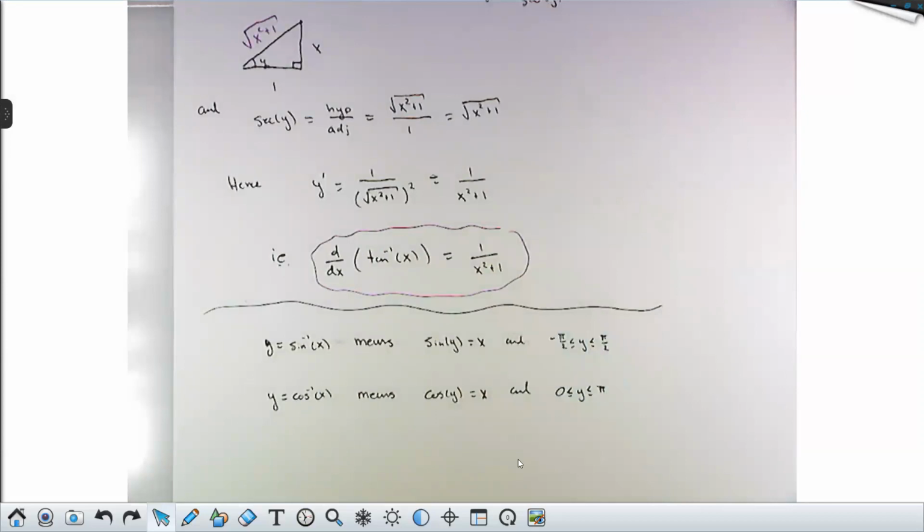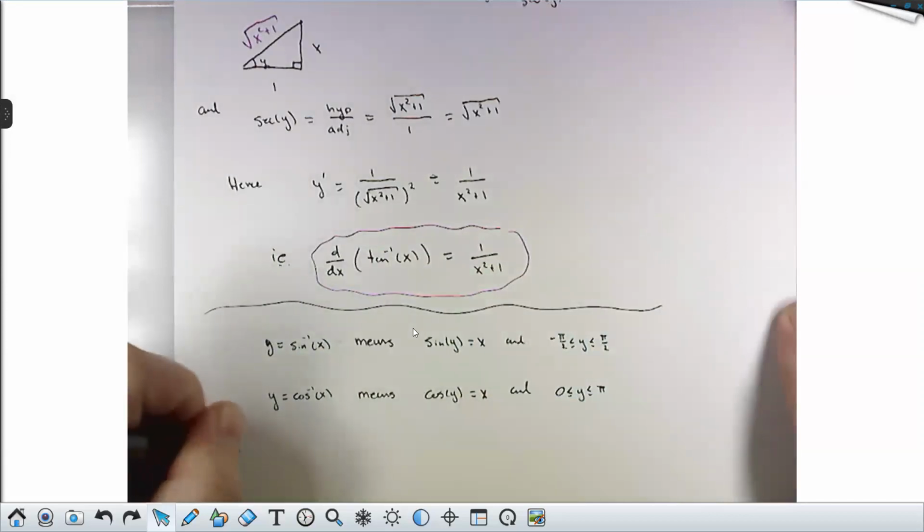So to transfer, you just put the y in the sine, because y is equal to inverse sine of x, and it's equal to x. Just transfer like that. Yeah, operationally.